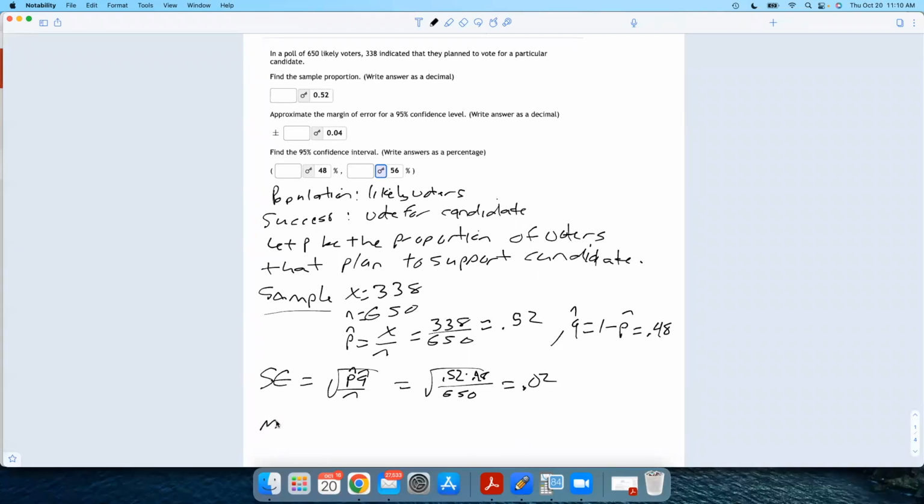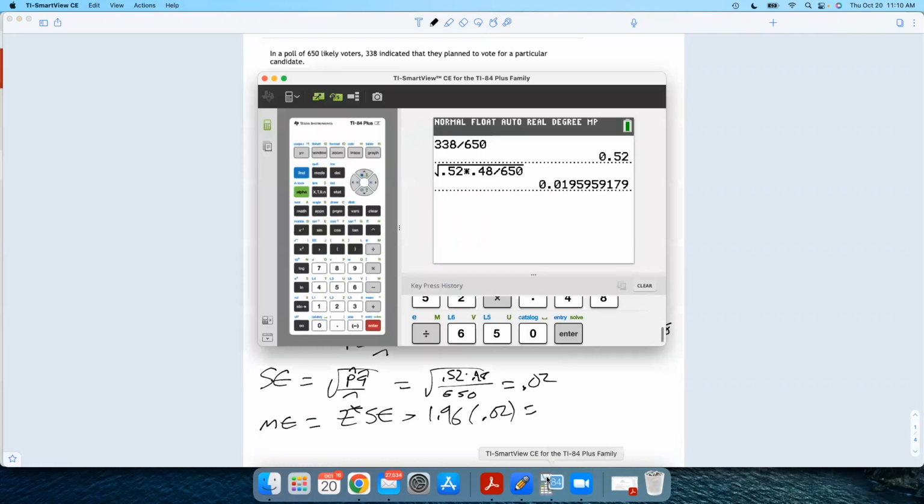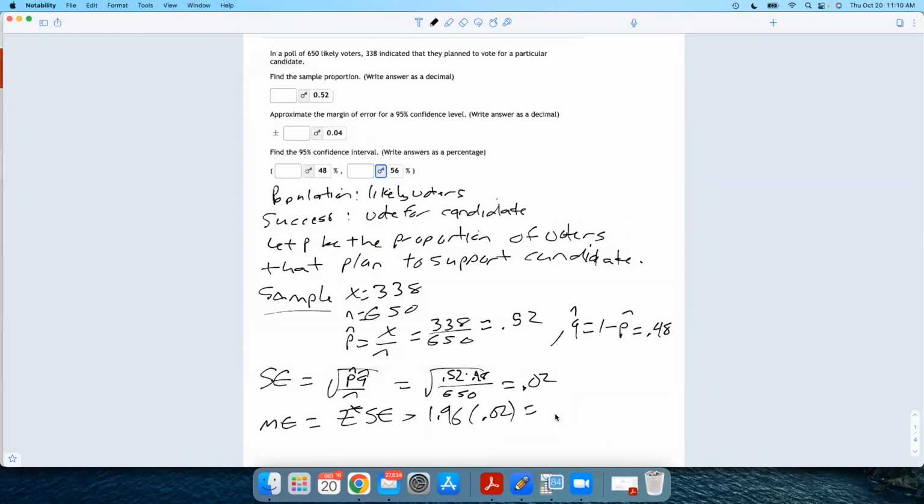Then our margin of error is our appropriate Z star times the standard error. For 95%, you got this list. It's in that document I just showed. You don't have to memorize these numbers. But the Z star for 95% is 1.96 times 0.02. I'm just going to take that last answer, just times 1.96, and we get about 4%. There's our margin of error.